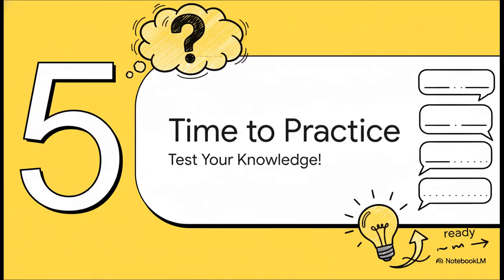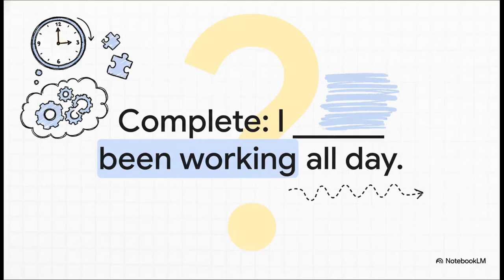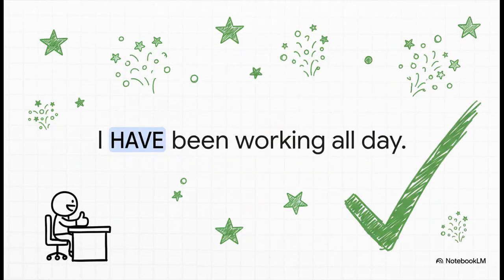Okay, that's enough of me talking. The absolute best way to get the hang of this is to actually do it. So I'm going to throw a few sentences your way with a blank spot, and you're going to fill it in. You ready to give it a shot? Let's do this. All right, here's number one. I, blank, been working all day. So what's that missing word? Take a second. You got it. It's I have been working all day.